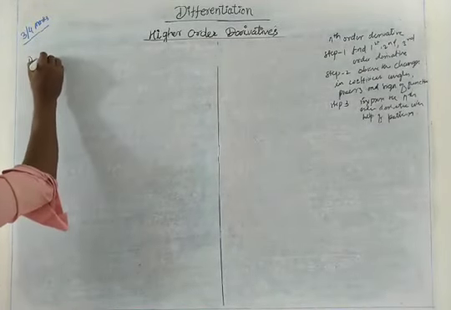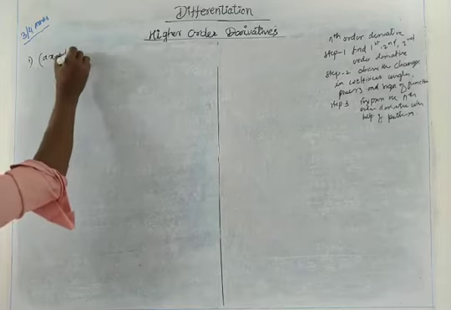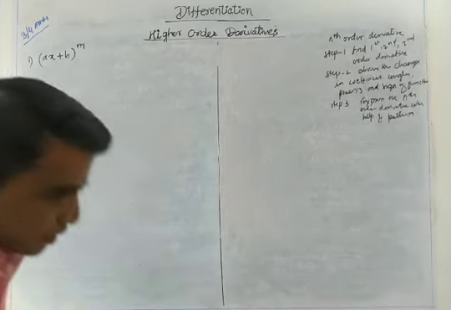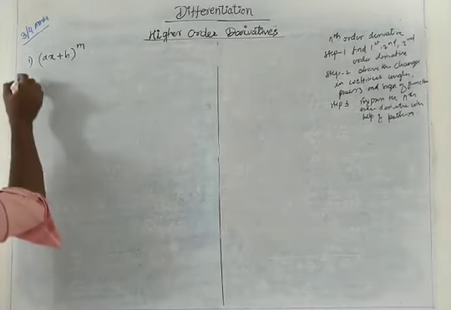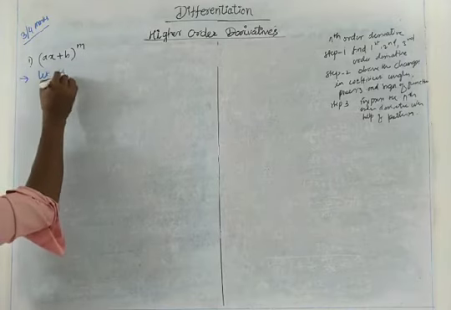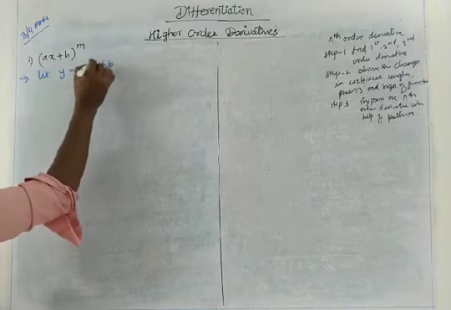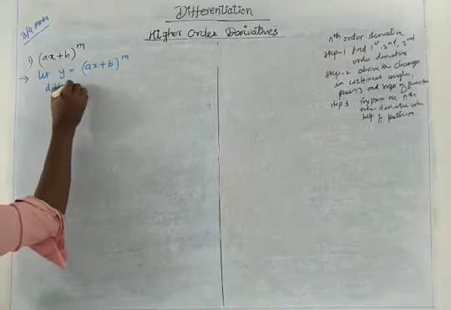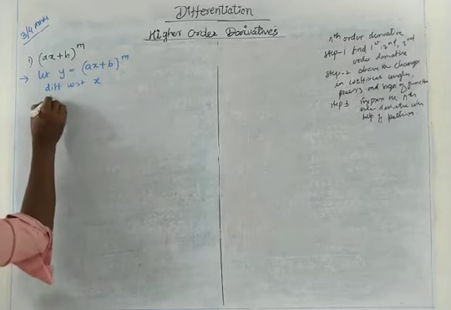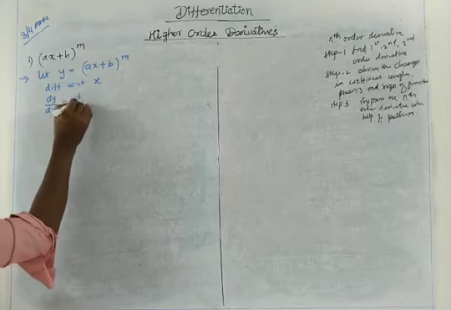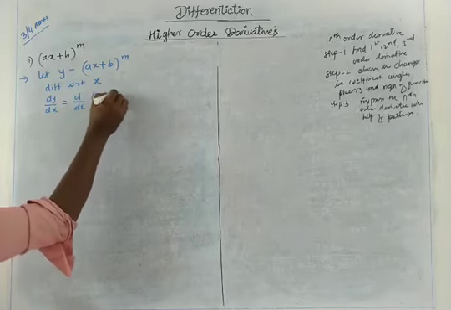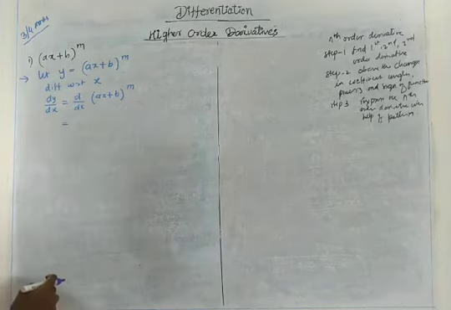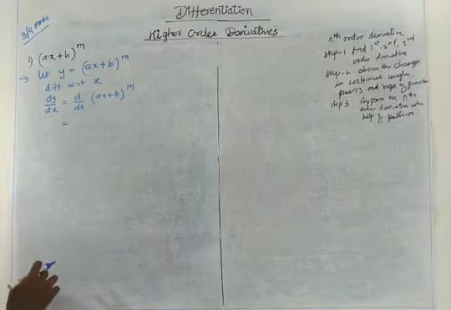So the first question is (ax + b) raised to m. We have to find the nth order derivative. Okay, so let's begin with finding the first, second and third order derivative. Let y is equal to (ax + b) raised to m. Differentiate with respect to x. We will get dy/dx is equal to d/dx of (ax + b) raised to m. Now we are going to simplify the power first and then the derivative of ax + b.